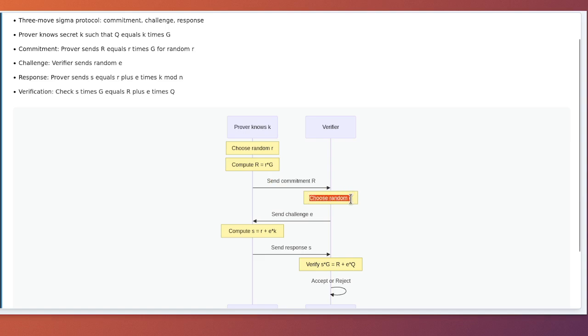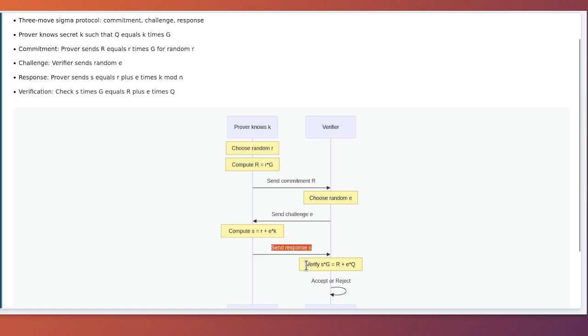Step 2. Challenge. The verifier generates a random challenge scalar E and sends it to the prover. This challenge should be chosen uniformly at random to prevent the prover from predicting it. Step 3. Response. The prover computes the response S equals R plus E times K, where all arithmetic is done modulo the curve order n. The prover sends S to the verifier.